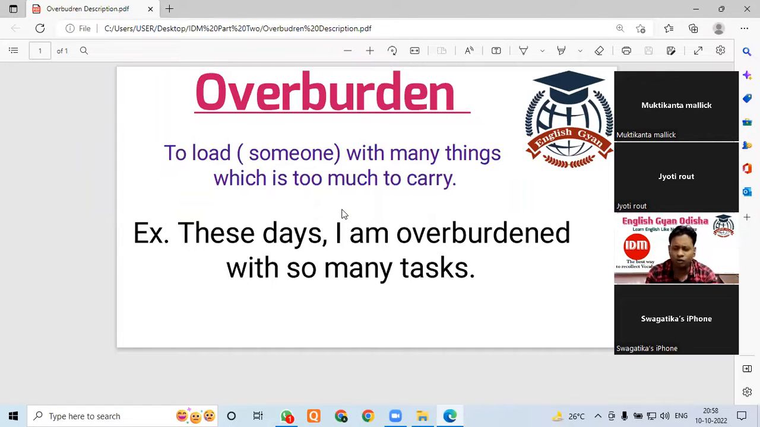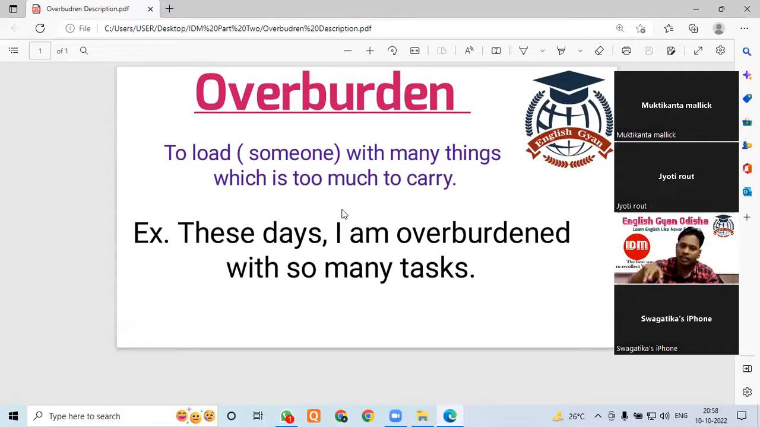These days I'm completely overburdened. It's over my head. Look, when I say it's over my head, you are putting a pause between over and my head. But it's not over and burden. It's not like two words. It's a single word, overburden.